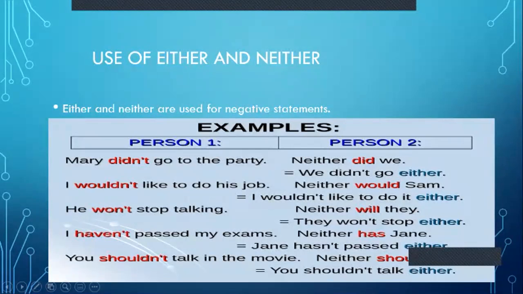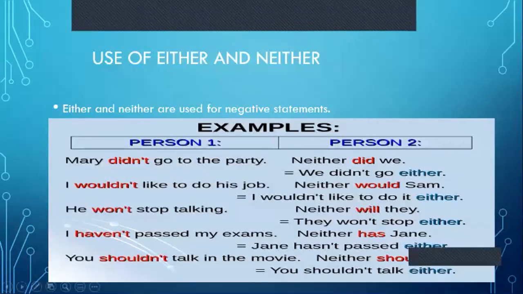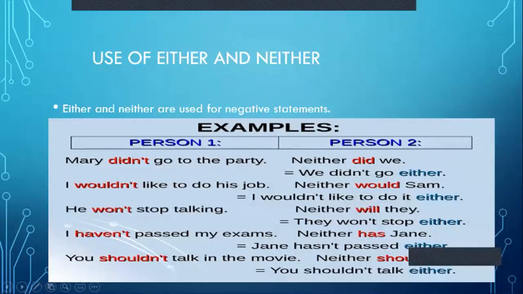I haven't passed my exams. So over here we are considering the second person, Jane. So they say, neither has Jane. So Jane hasn't passed either. You shouldn't talk in the movie. So when you use "neither" here, you would say, neither should you, and you shouldn't talk either. So "neither" will come in the start and "either" will go in the end.